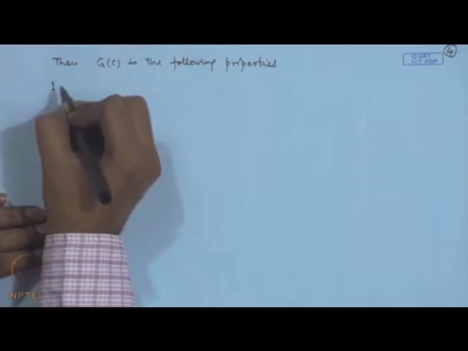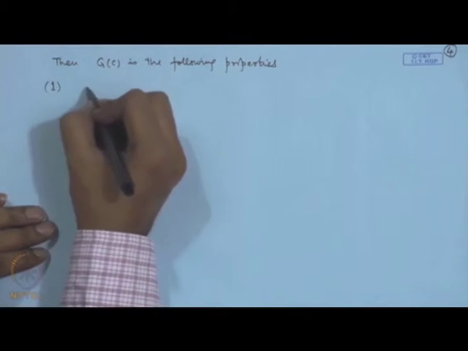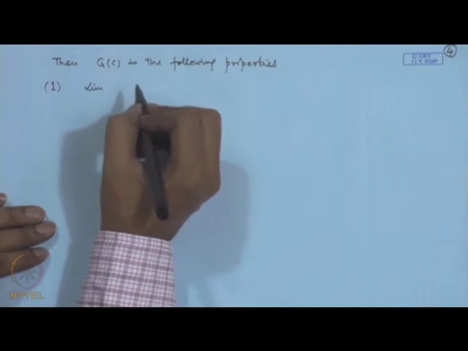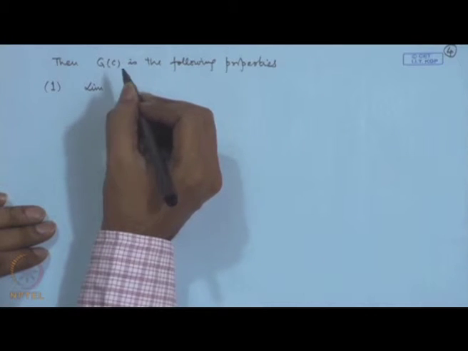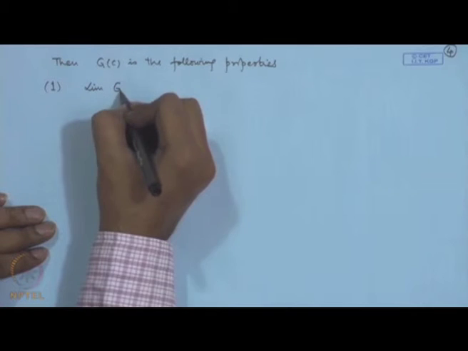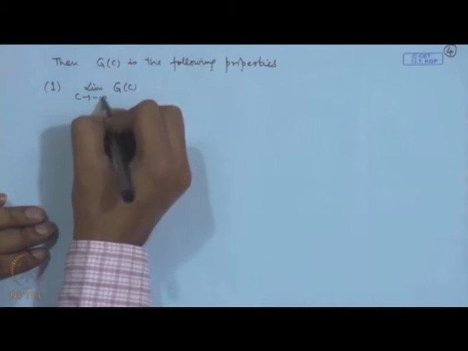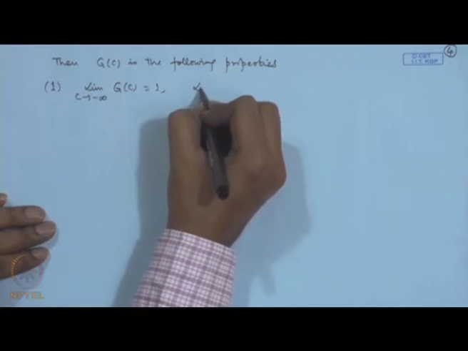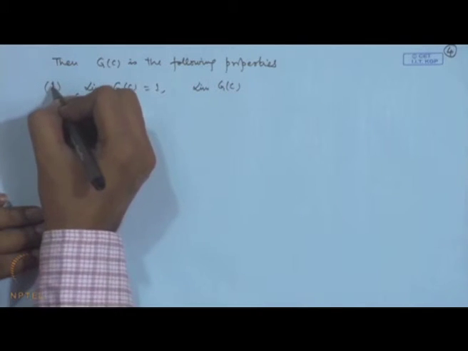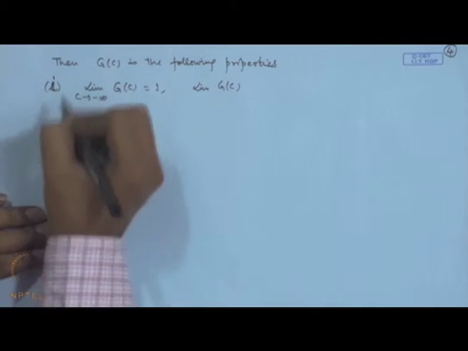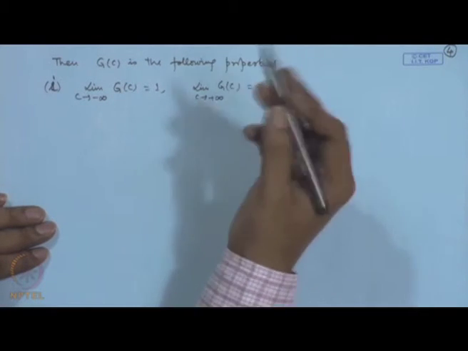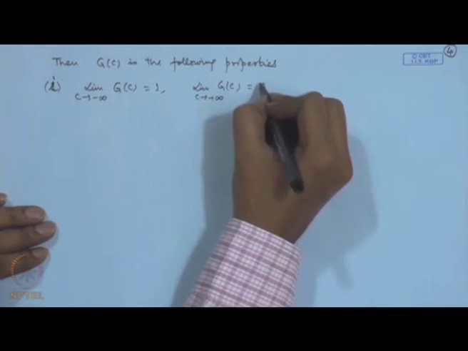So, for example, we know that the limit of 1 minus G(c) as c tends to minus infinity should be 0. So, the limit of G(c) as c tends to minus infinity will become 1. Similarly, as c tends to plus infinity, the limit of 1 minus G(c) is 1. So, this will become 0.